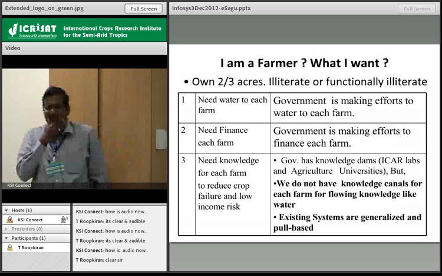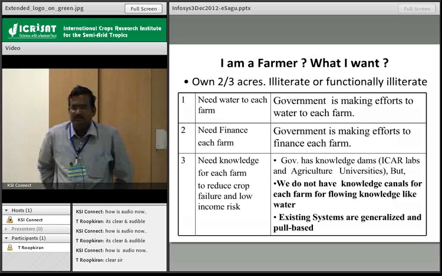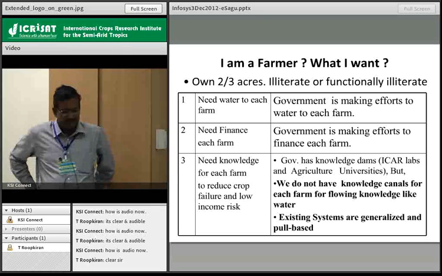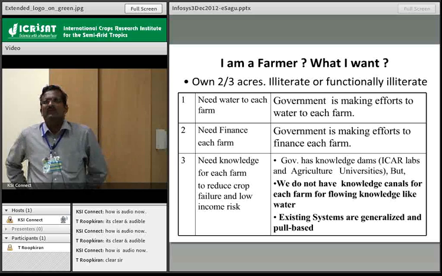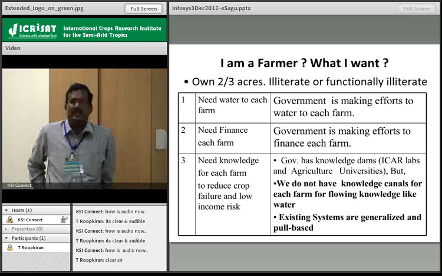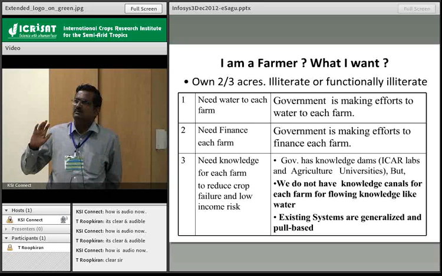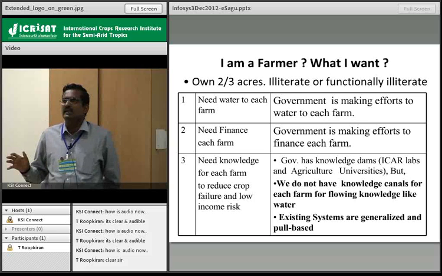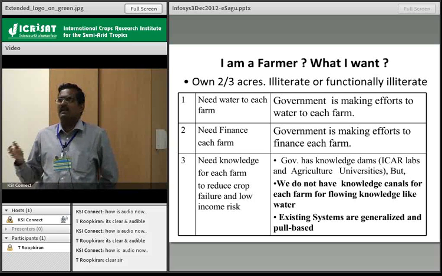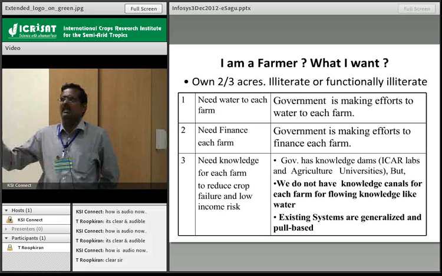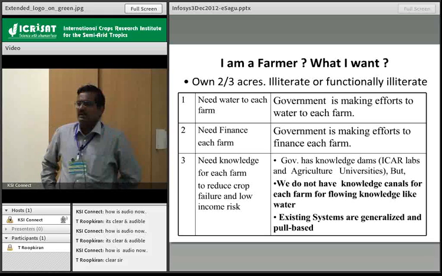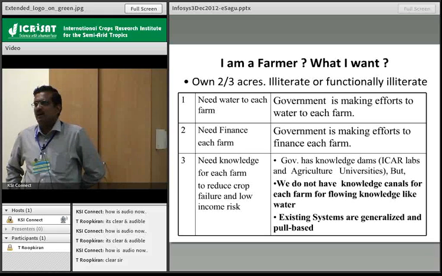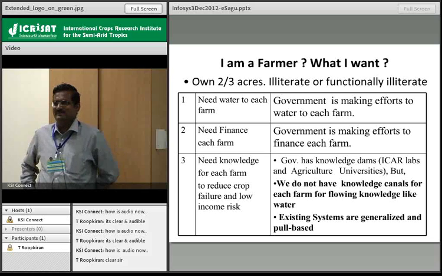I am a farmer. What do I want? I am a farmer of 2 to 3 acres. I am illiterate or functionally illiterate. What do you need for agriculture? You need water and finance. From the government side, there is no confusion that water and finance are required. So after some time, the budget will come and the problems are going to be solved. The question is knowledge. I am a farmer of 3 acres. I need knowledge for each of my farms.